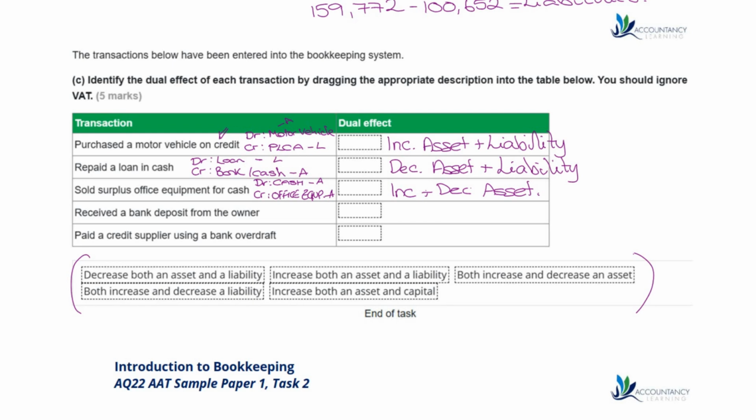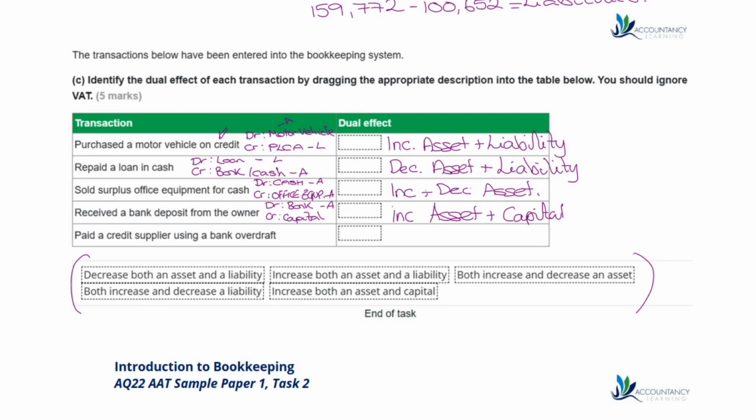Received a bank deposit from the owner. So because we've got money from the owner, that's going to be capital. And it's gone into the bank. So that's our asset account and a capital account. So we've increased the bank, we've got more money in the bank, and the owner has increased their capital as well. So it's increase asset and capital.